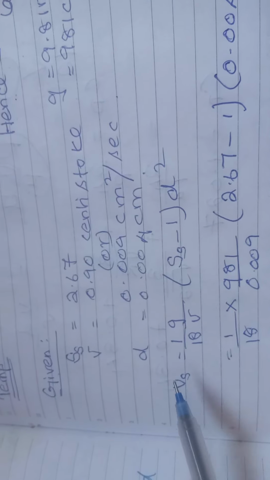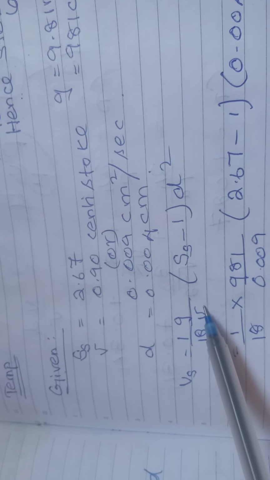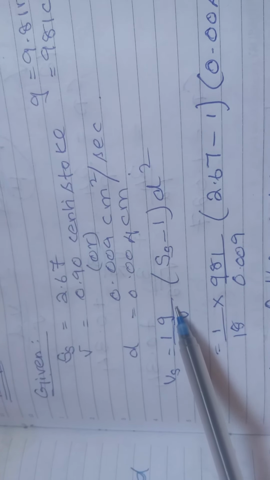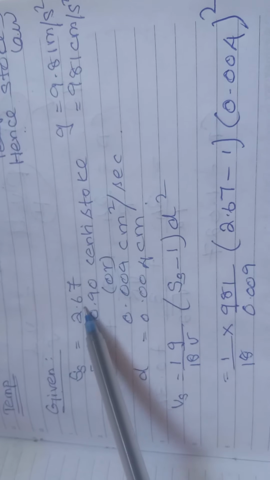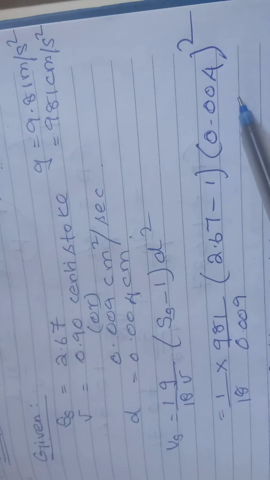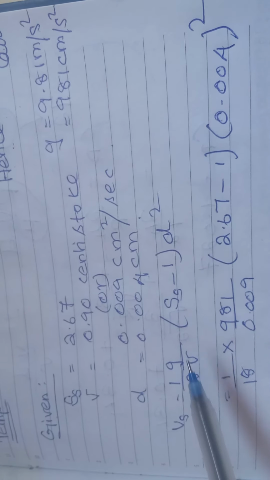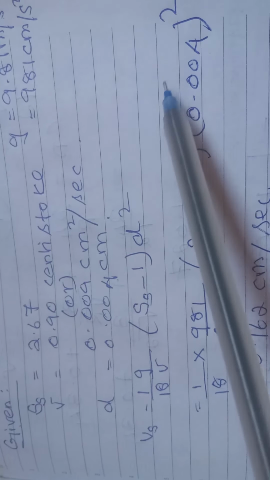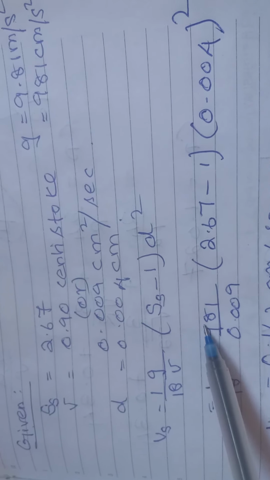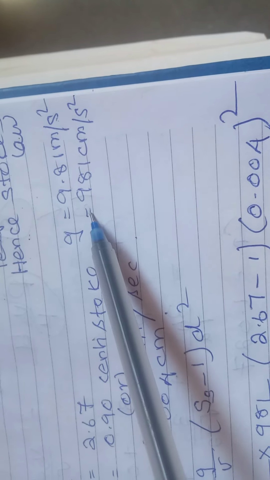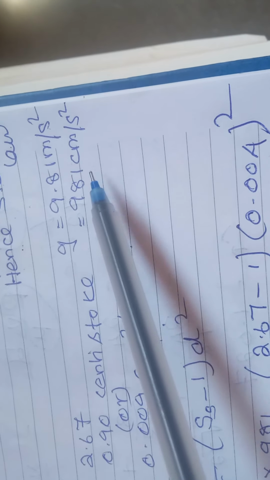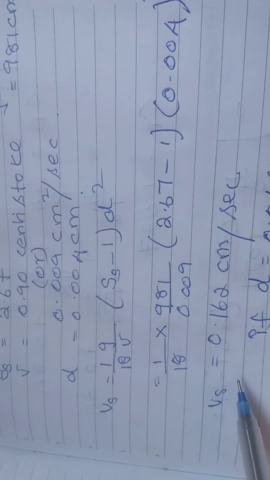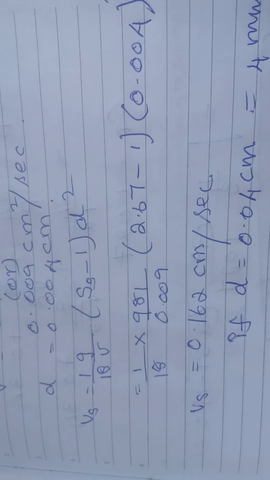We know the Stokes formula: Vs equals 1 by 18 into g by nu into (Ss minus 1) into d square. Nu is the kinematic viscosity, and Ss is the specific gravity of the particle, which is already given as 2.67, so Ss minus 1 is 2.67 minus 1. Everything we have to convert in terms of centimeter. That is why the acceleration due to gravity, 9.81 meter per second square, becomes 981 centimeter per second square. Substitute this and get the settling velocity.